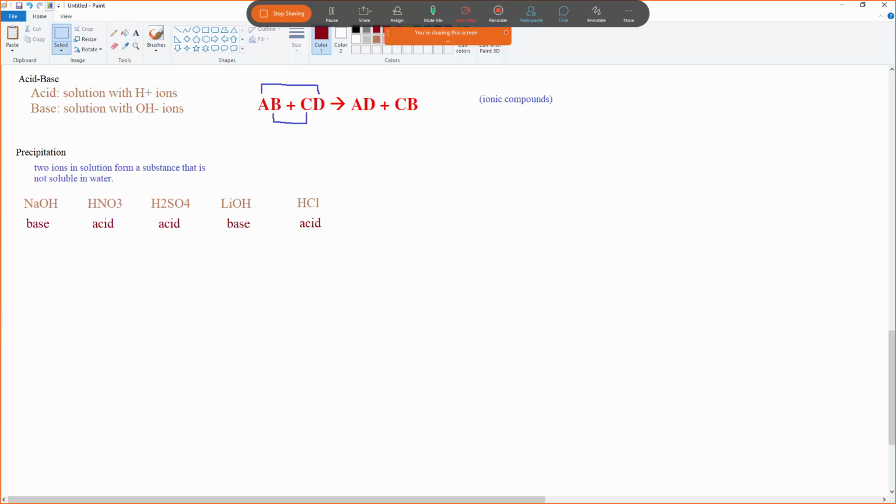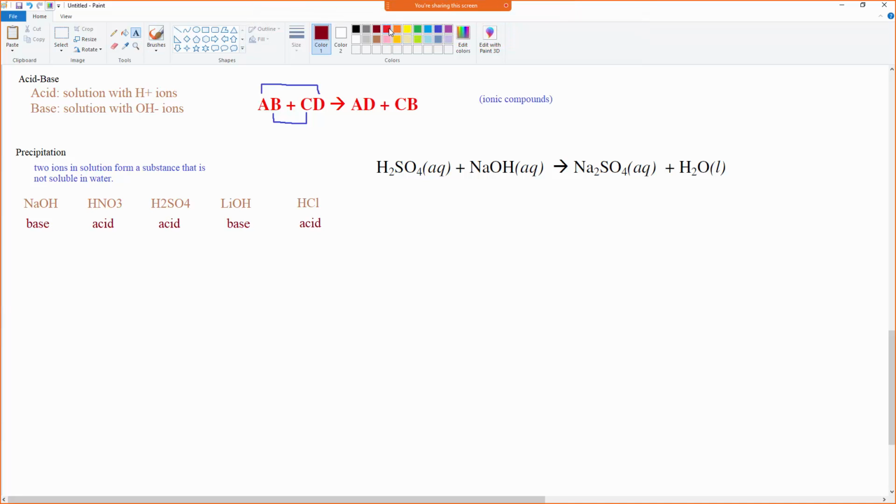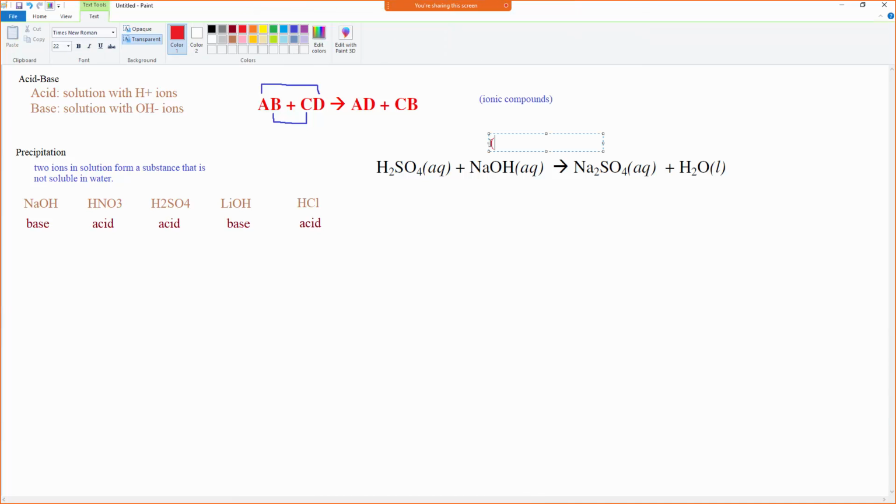Okay, so if I then put an acid and a base together, this is what that reaction looks like. Again, I'm following the same format. The AB plus CD goes to form AD plus CB. We also call this a neutralization reaction. And the reason for that is that you're neutralizing the acid with the base, or you're neutralizing the base with an acid.